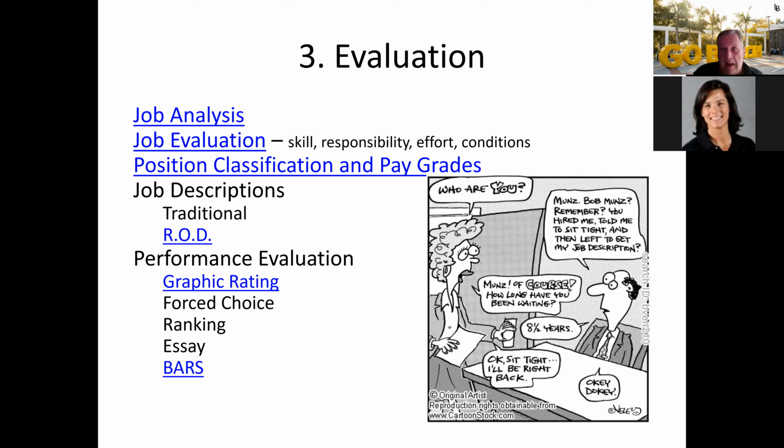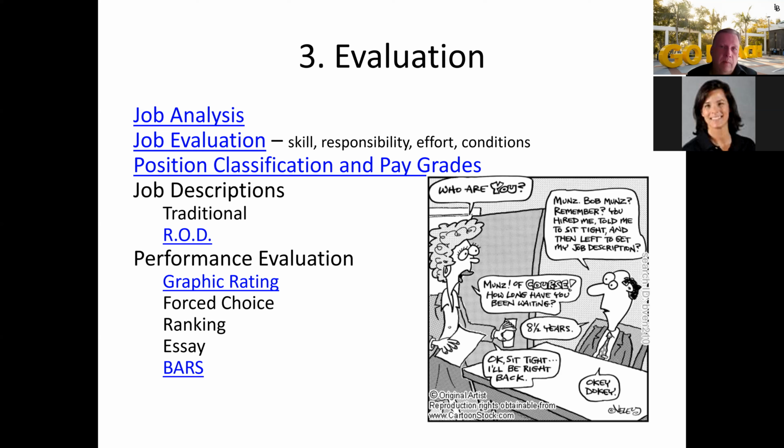Then, once we've done a job analysis of each individual job, we move to the next phase, which is what's called job evaluation. In job evaluation, we compare our positions to each other based upon things such as the amount of skill required to do the job, the amount of supervisory responsibility the position has, the amount of effort, both mental and physical, that gets put into that job on a daily basis, and the work conditions under which the work is being done. We'll compare all of our different positions to each other.